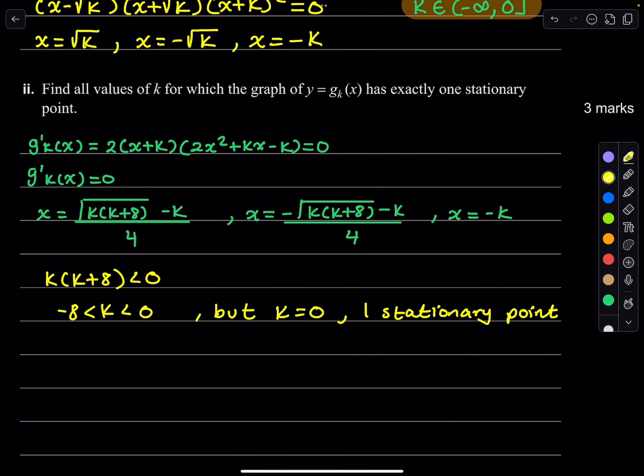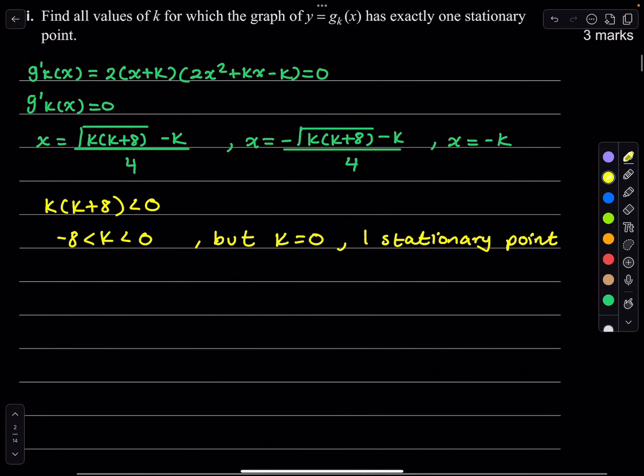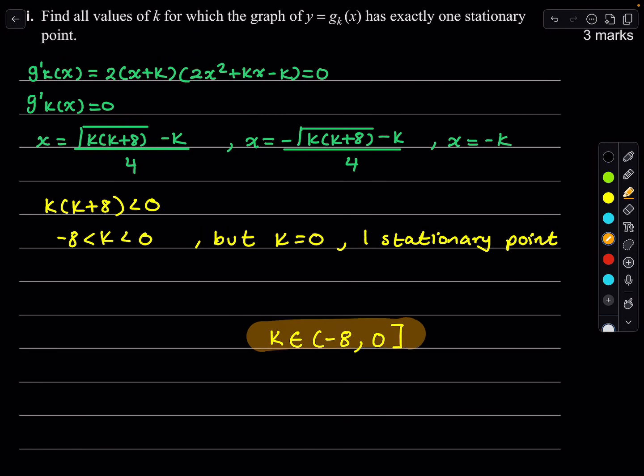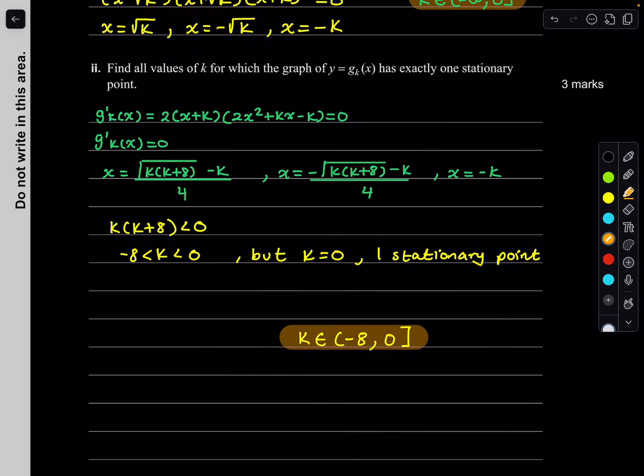So your overall final answer, you can say k is an element from negative infinity, negative 8, sorry. Negative 8 is not included, to 0 included. Remember, 0 is included. Be careful. Do not mistake that. That is one of the reasons why it's 3 marks.